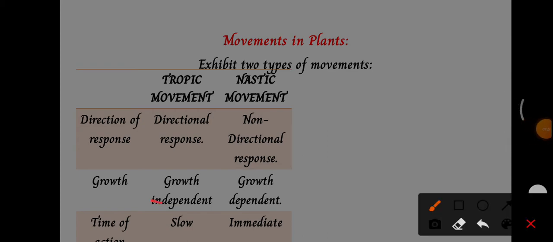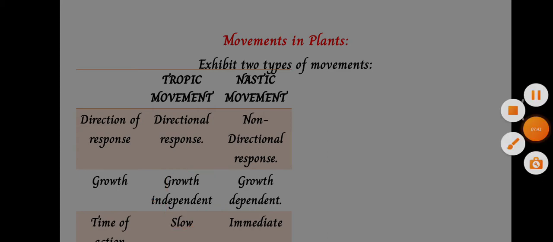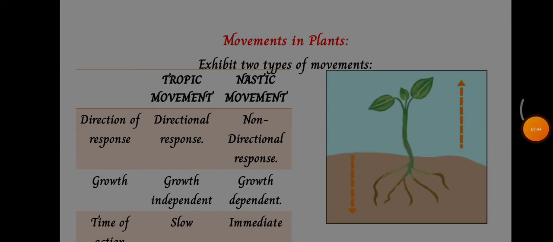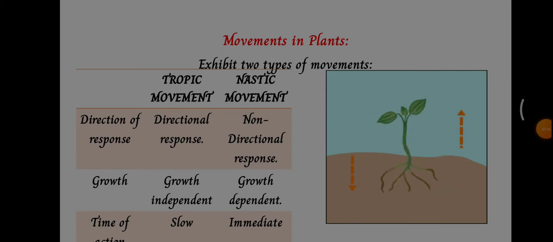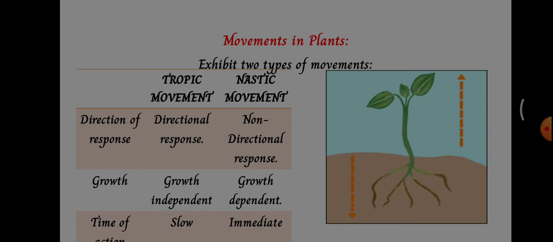So this tropic movement, it is growth dependent, okay, and it is very slow. So the overall growth of the plant can be taken as the example for the tropic movement. The overall growth of plant itself is an example for tropic movement, because they grow only in response to the availability of sunlight and water.